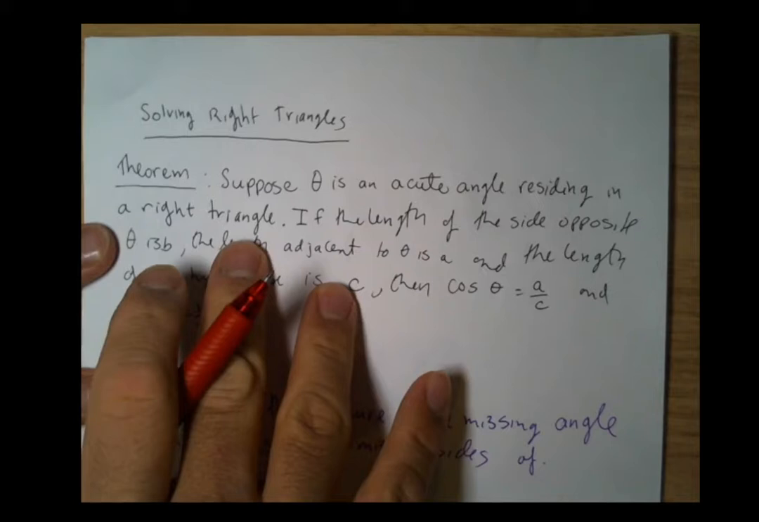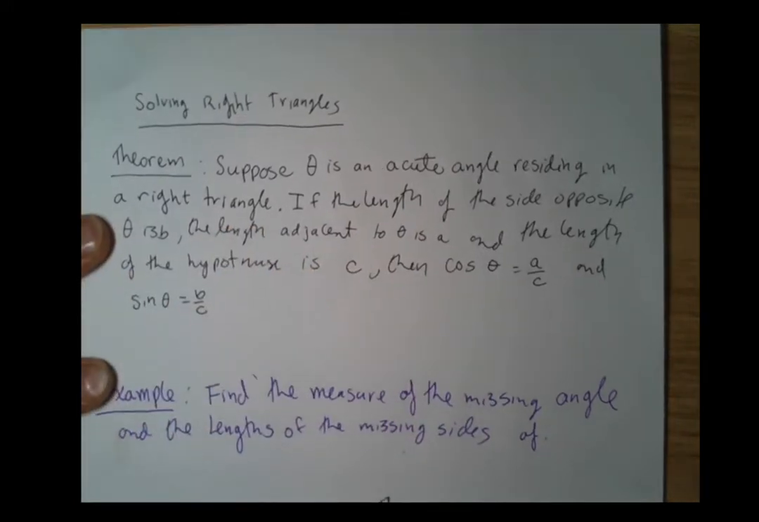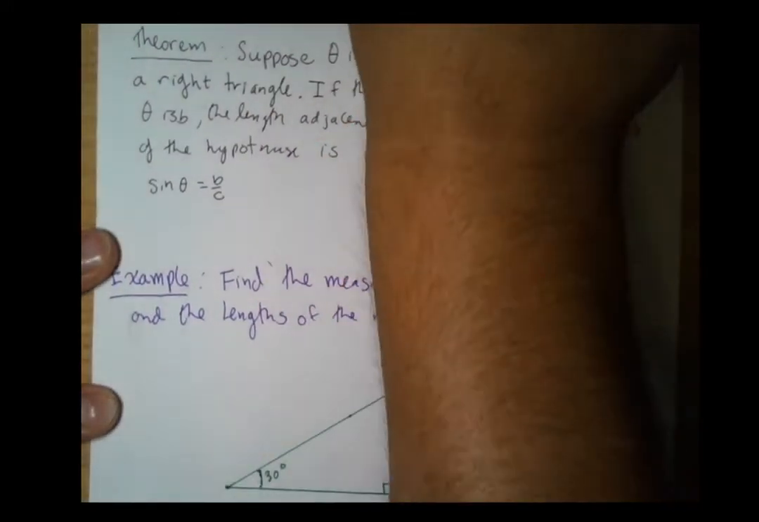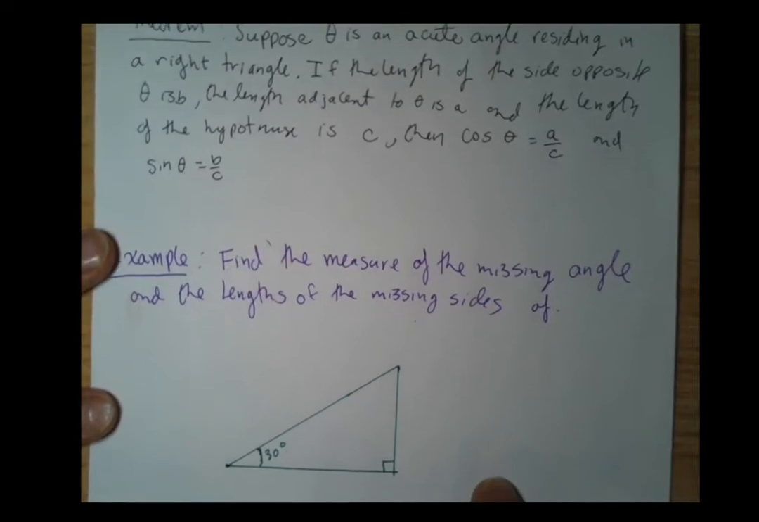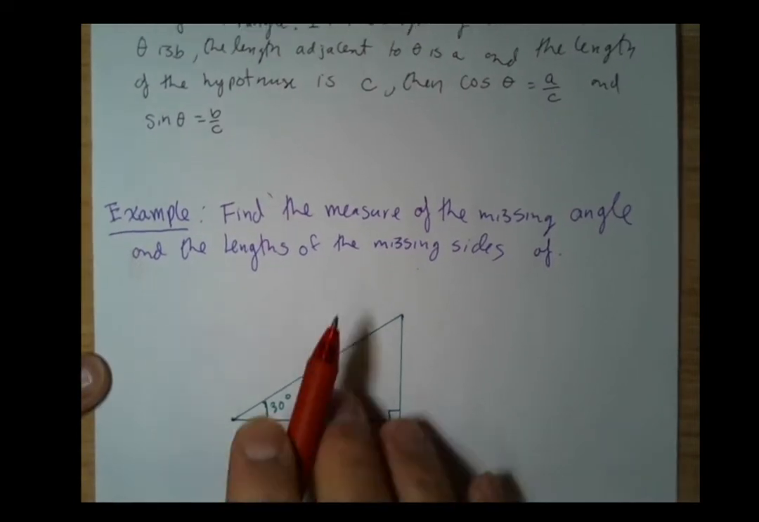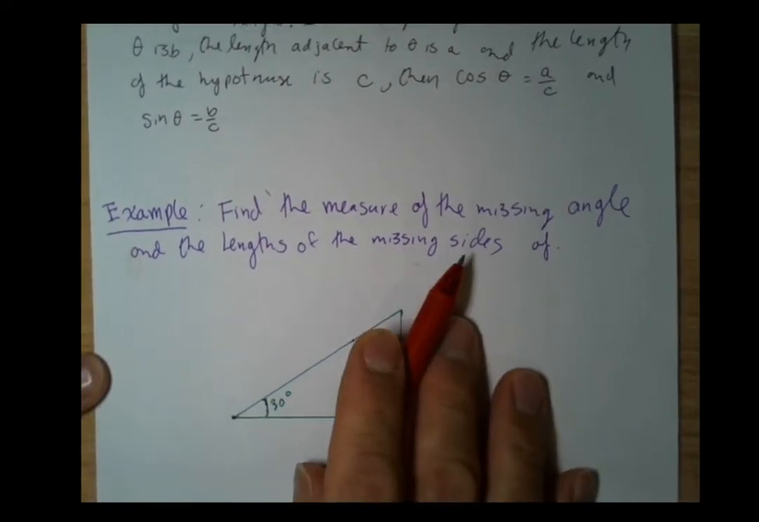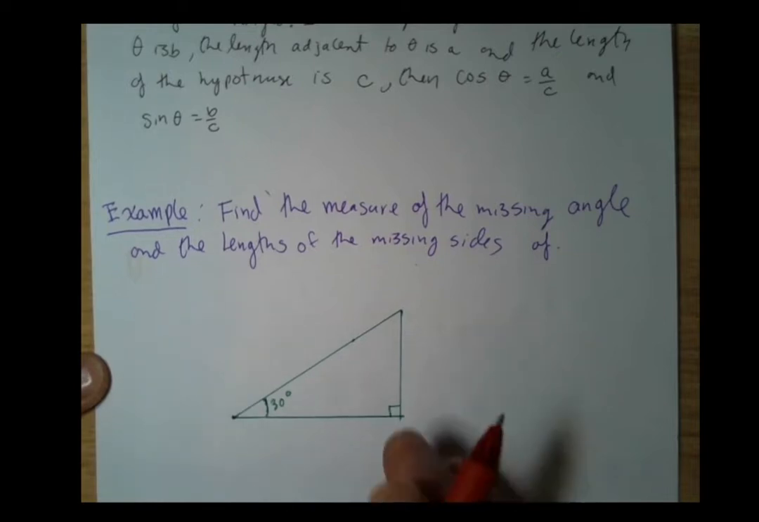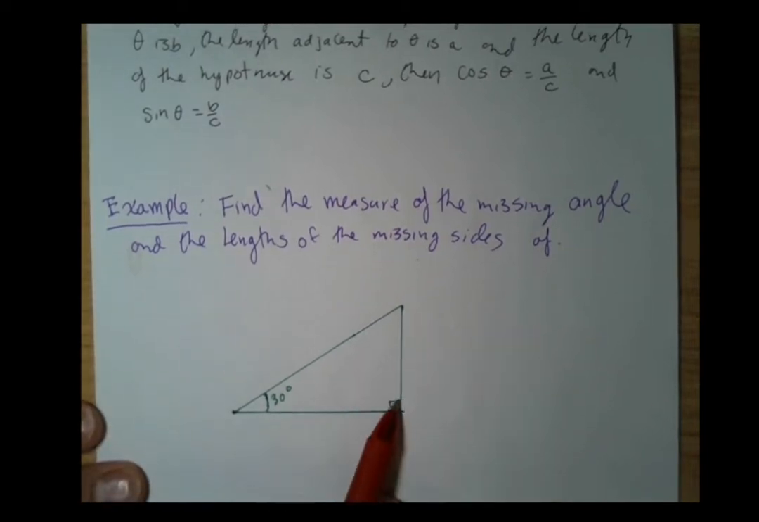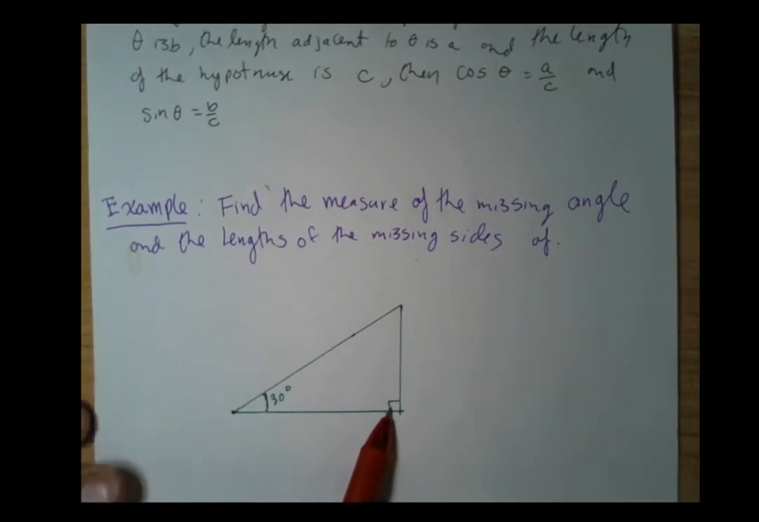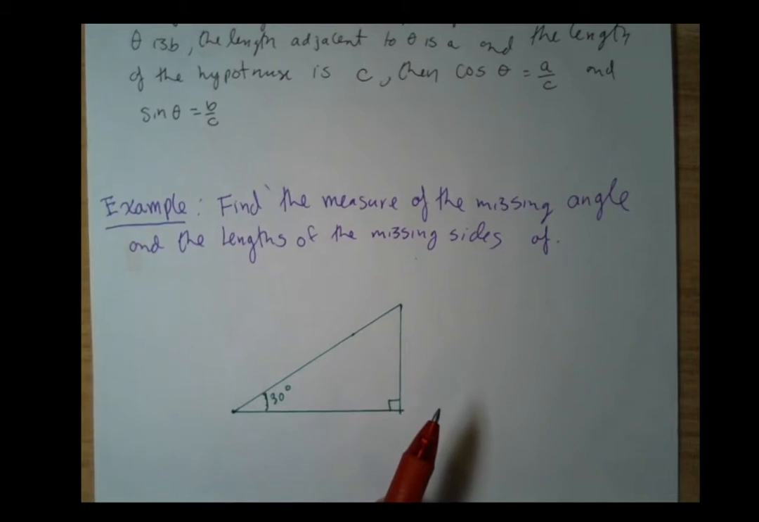So I'm going to use this theorem to solve this problem down here. Example: find the measure of the missing angle and the lengths of the missing sides. All right, so we know it's a right triangle. And again, remember, this formulation, as the theorem states, only works for right triangles. If we do not have a right triangle, this does not apply, and we need other methods to solve for the missing lengths and sides.